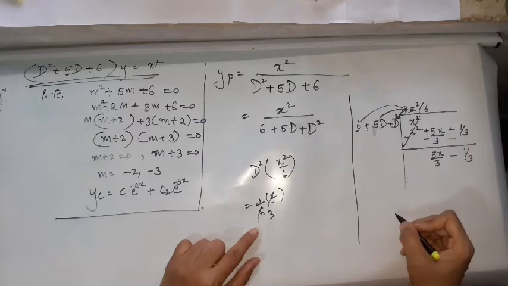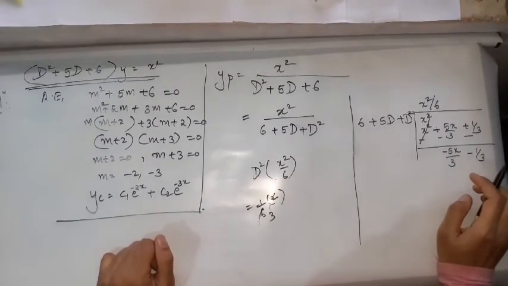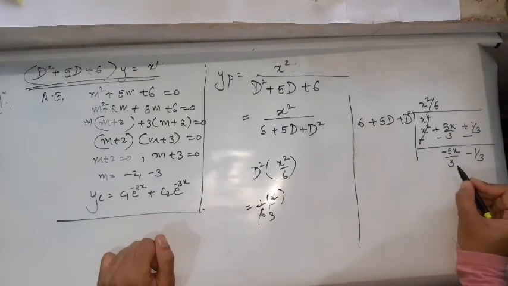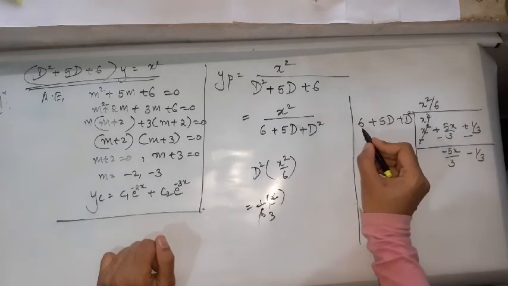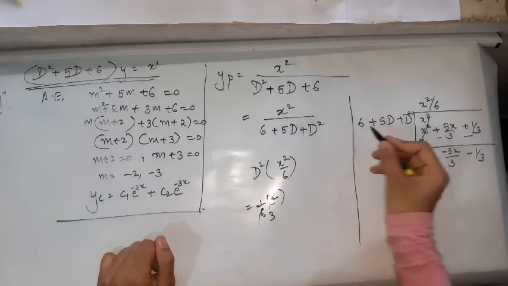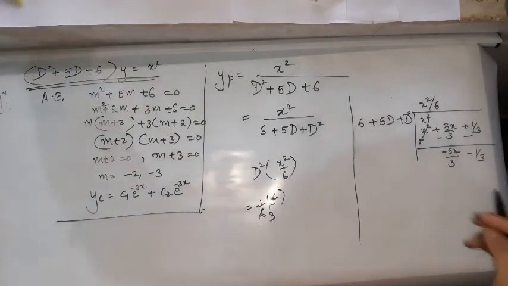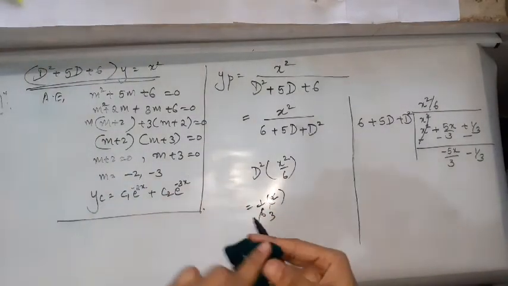Done? Yes. Now once again, you have to multiply a term to this 6 so as to get minus 5x by 3. You should look at the first term present here, it is 6. So you should multiply this 6 by a term so as to get minus 5x by 3. So what you should do? I have told you already what you must do.